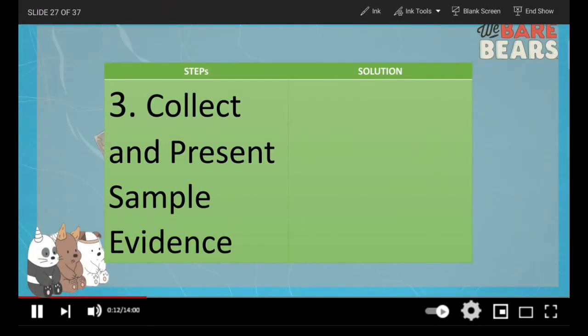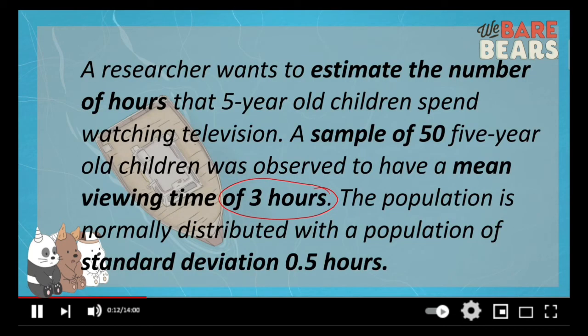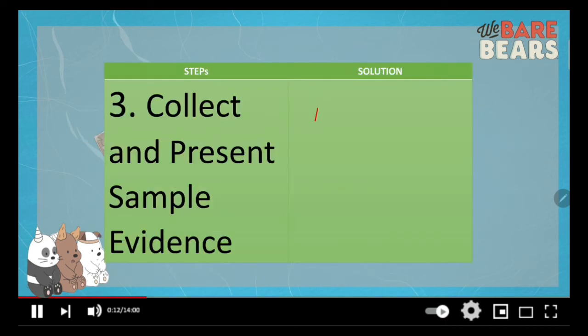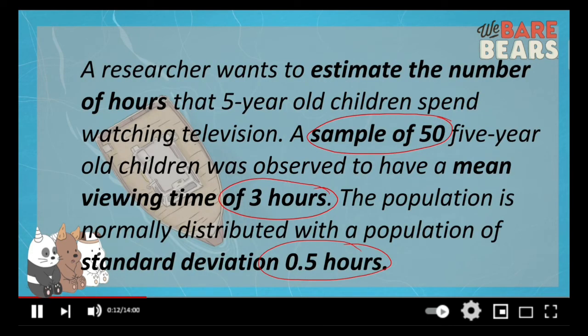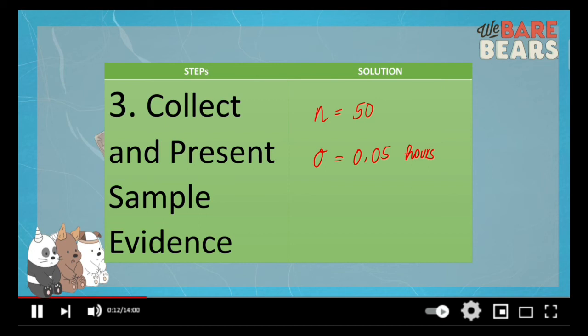For the third step, we have to collect and present sample evidences. In this situation, we have a sample size of 50 and a standard deviation of 0.5 hours. So the sample size is 50 and the standard deviation is 0.5 hours. In this situation, we want to determine the estimated number of hours that 5-year-old children spend watching television. And present the other evidences.